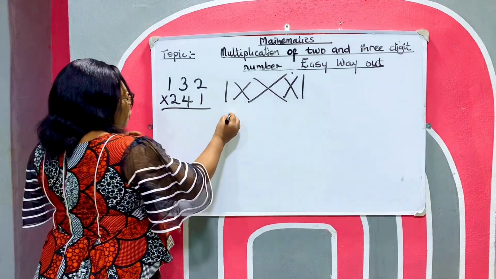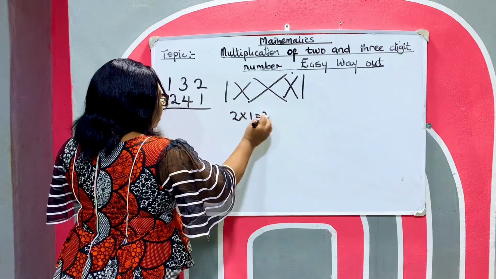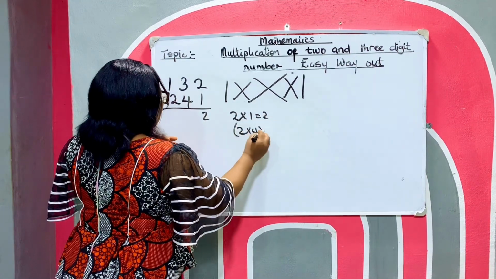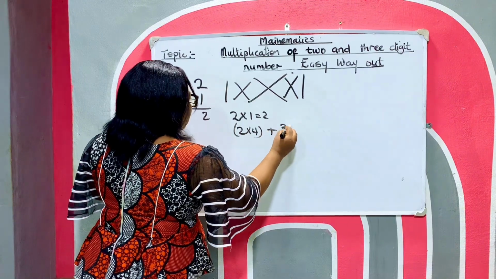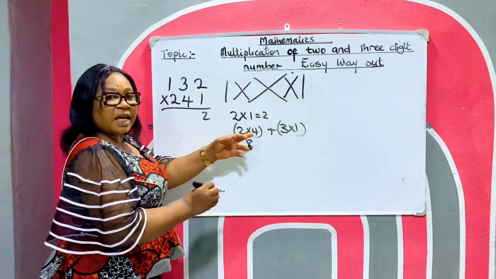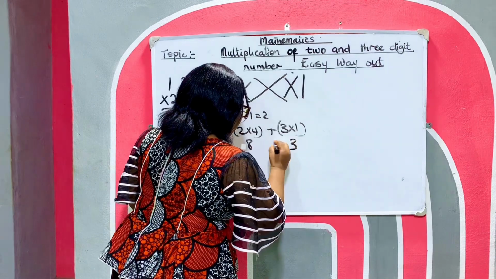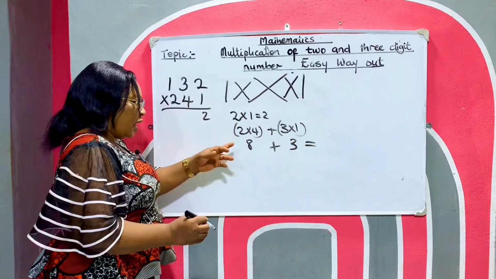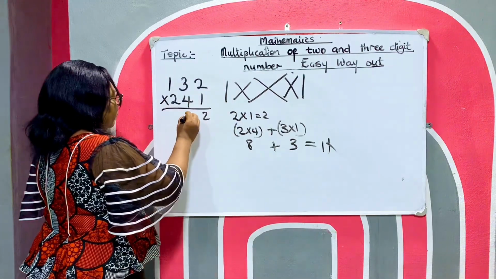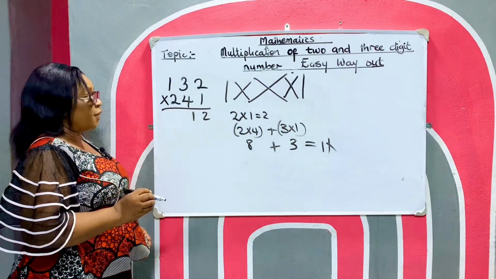So we say 2 times 1 will give us 2. Good. Then 2 times 4 plus 3 times 1. 2 times 4 will give us 8. 3 times 1 will give us what? 3. And when you add them up, 8 plus 3 will give us 11. And we take 1. 1 is still there.